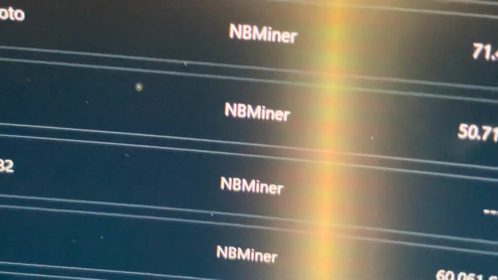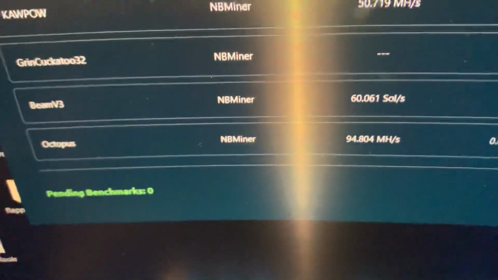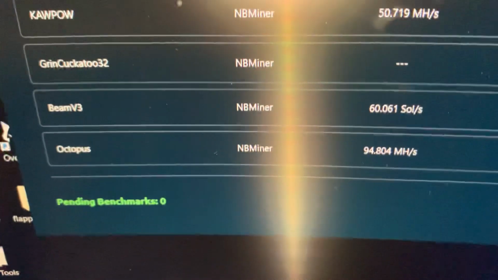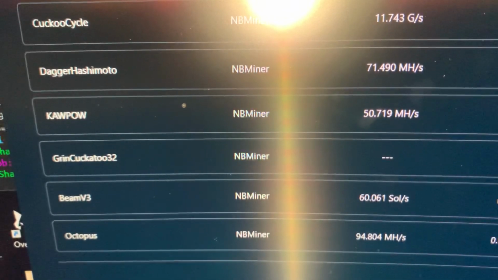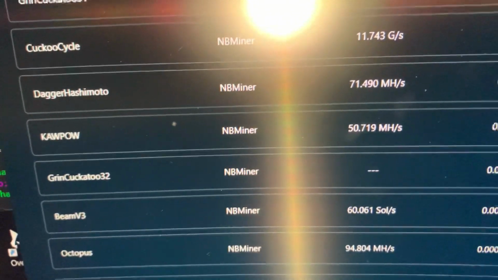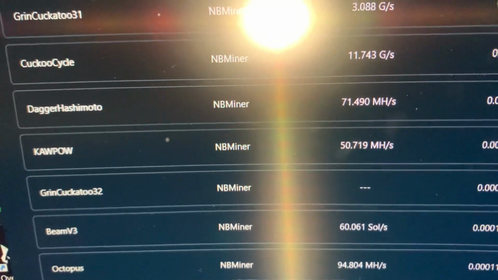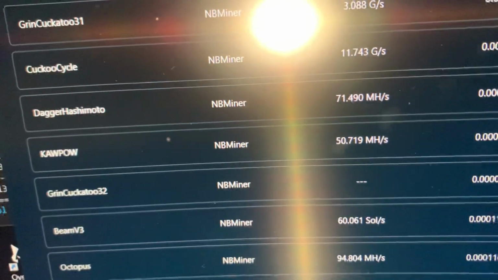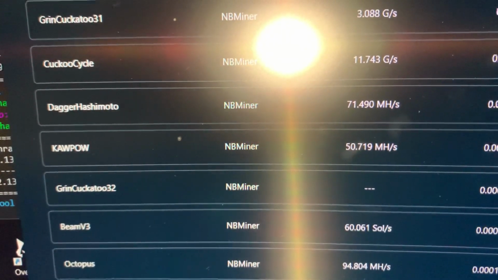If you look at, let me zoom out. So Octopus actually does around 100 to 105 mega hash. Beam says 60. I'm pretty sure that's accurate. KawPow, aka Raven, is over 50. Ethereum does 71, but drops to 65, 64, 66, around there. So around 3070, 6800 XT level. But the power usage is 210 watts on there.